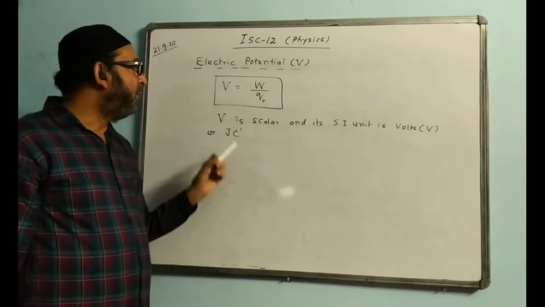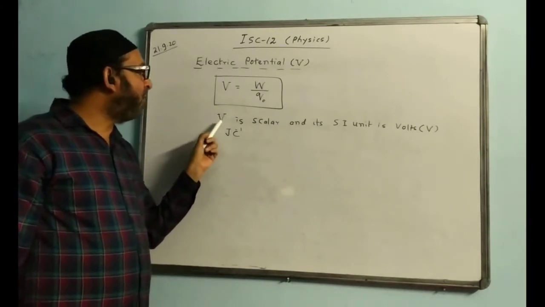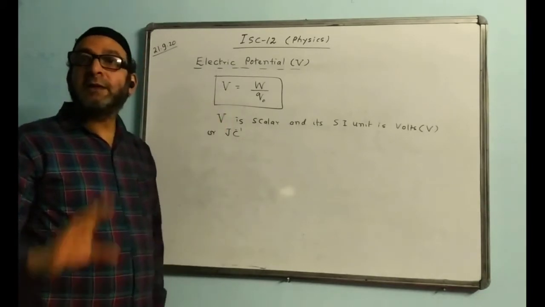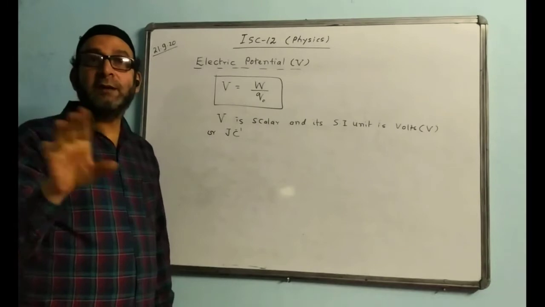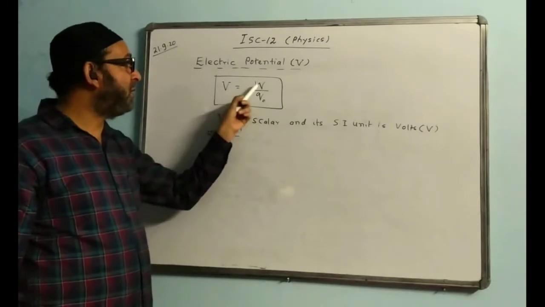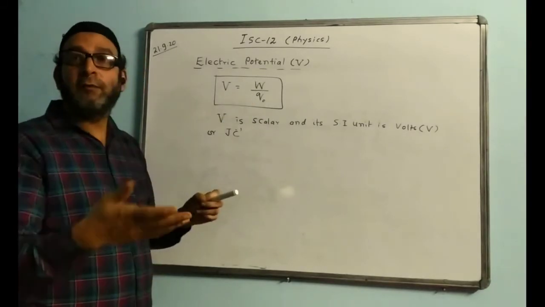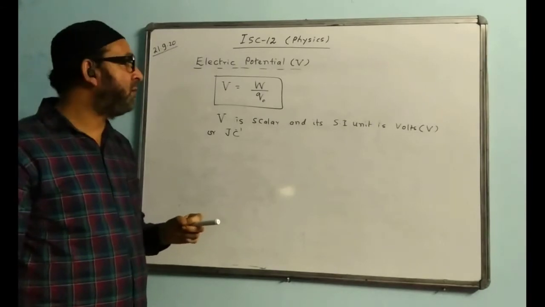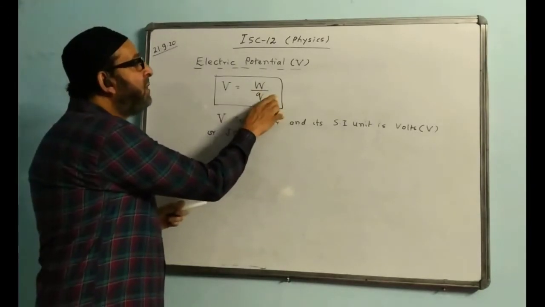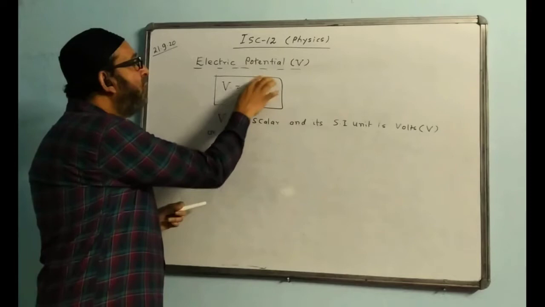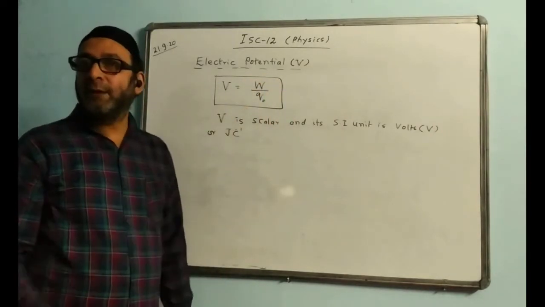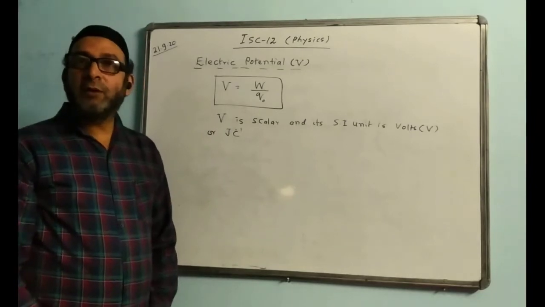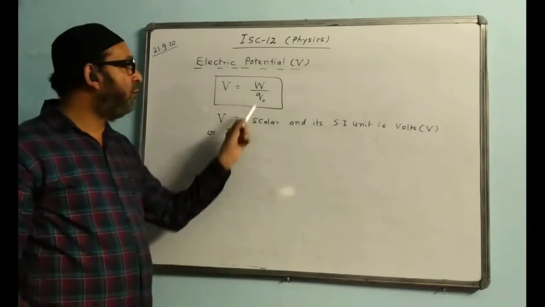So what kind of quantity is this V? Scalar, not vector. Electric field is a kind of force, which is a vector, but electric potential is scalar because it is a kind of work upon the test charge. Instead of this, if we have some other charge Q and write V equal to W by that Q, then cross multiplying, W is equal to QV.